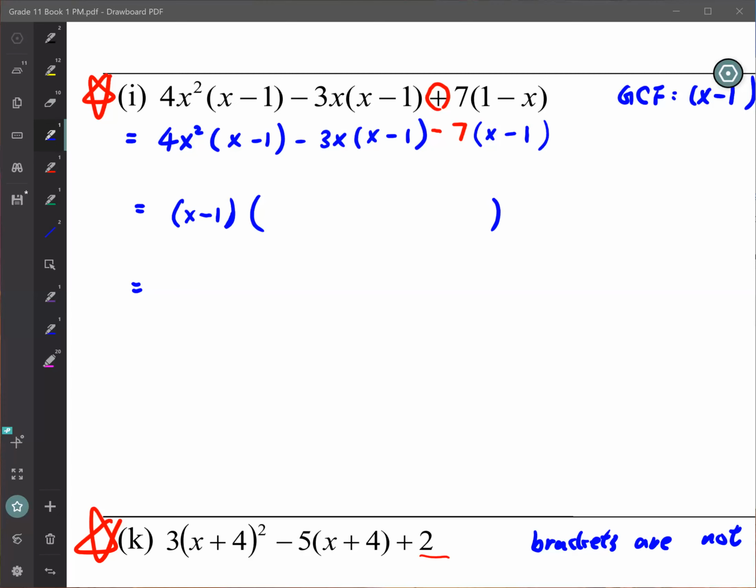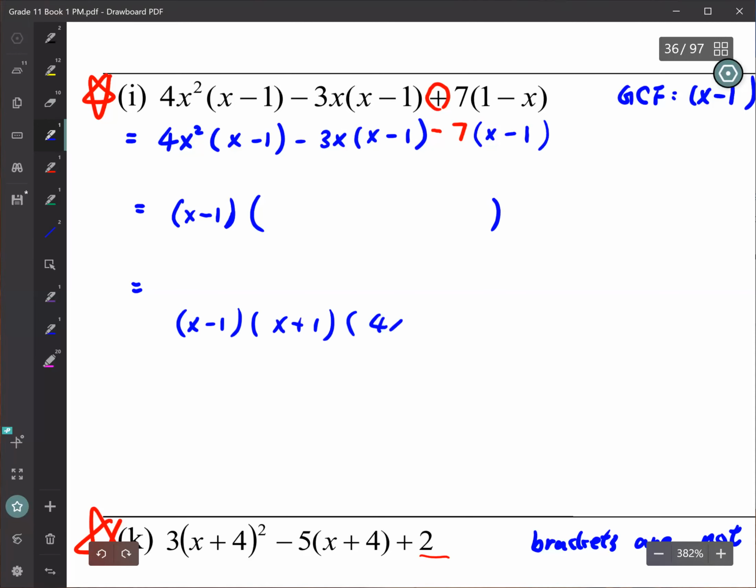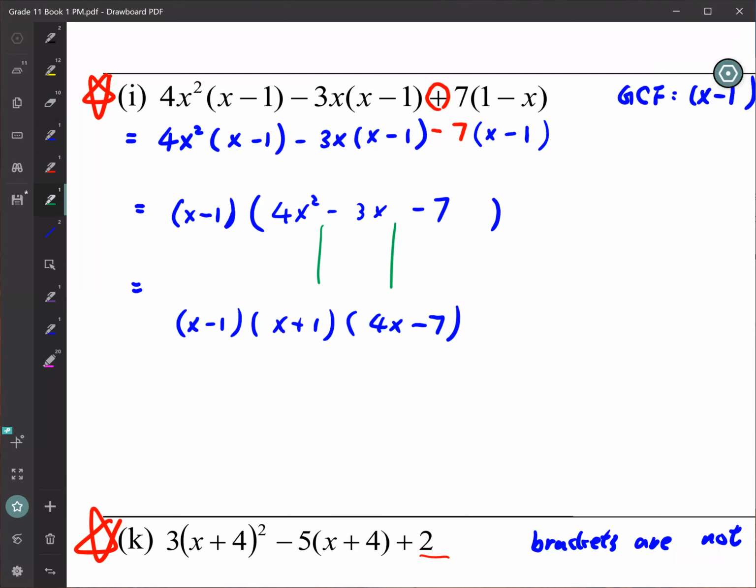I got bracket x minus 1, bracket x plus 1, bracket 4x minus 7. Okay, right, let's see. If we take out x minus 1, then you are left with 4x squared minus 3x minus 7. And then after that, you need to use cross multiply, right? 3 term, you want to try. If the cross multiply for sure doesn't work, then your answer is there, okay? It doesn't mean it's no solution. You just factor as far as you can.